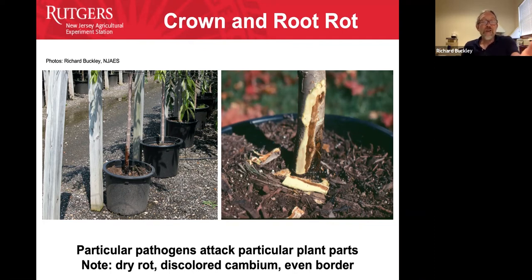So you look up cherry, define the problem as a crown rot, and you have one choice, Phytophthora. You're at the answer. So again, classic fungal dry rot: round, dry, discolored.